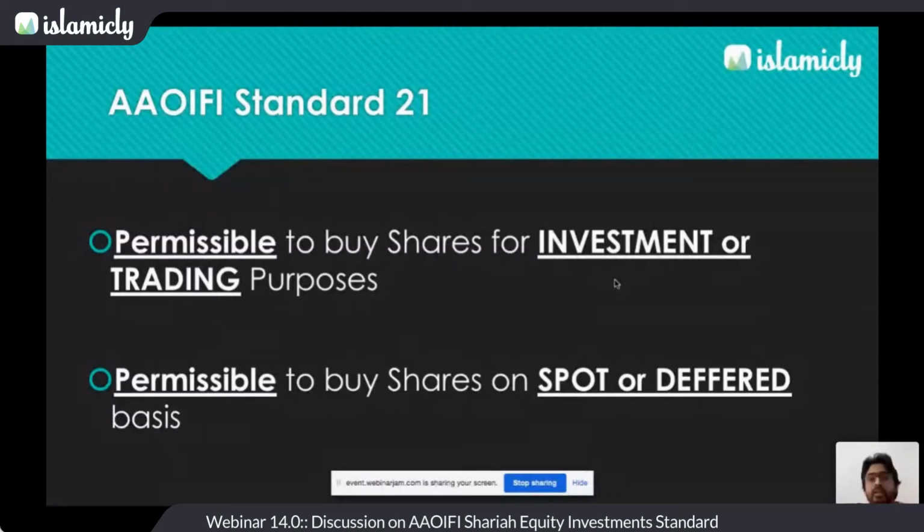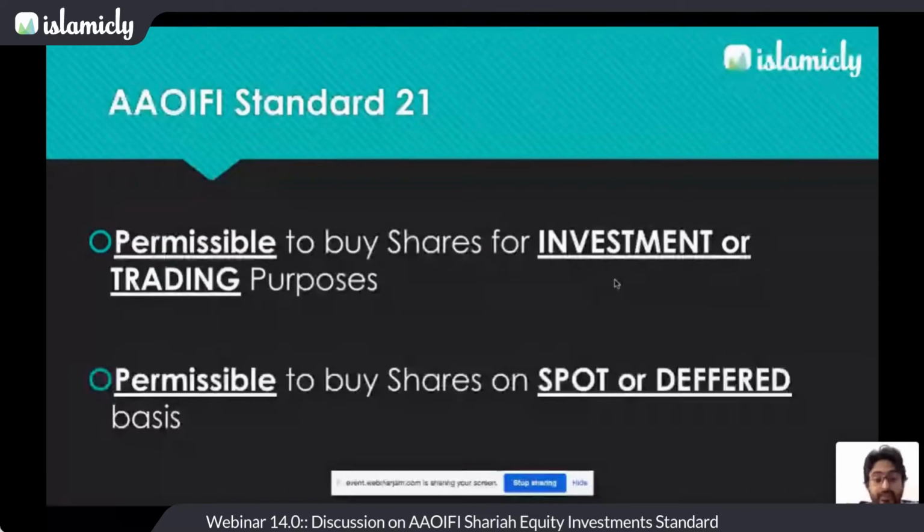So AAOIFI clearly mentions that you can invest in a company for investment purposes, that is getting a return out of that company based on its performance, or by simply trading in that company due to the pricing differential. Both are specifically permissible under the AAOIFI standard. So trading is permissible as well as investment in that share is permissible.